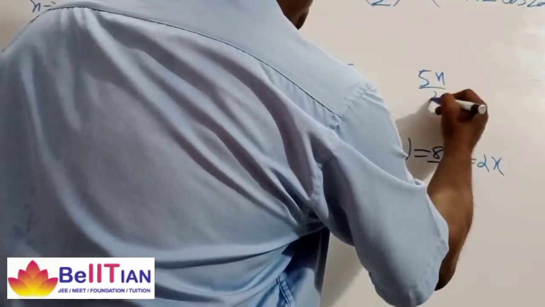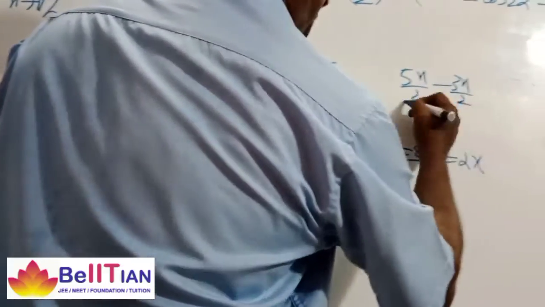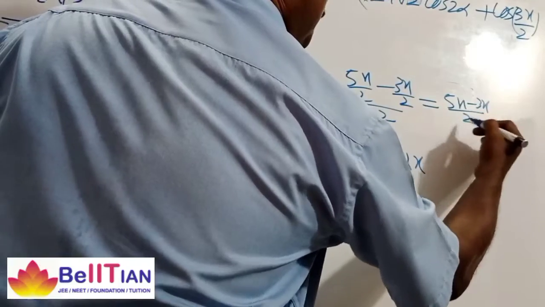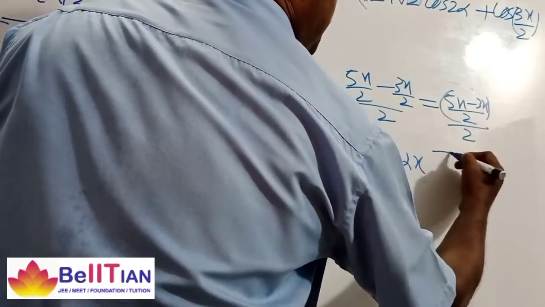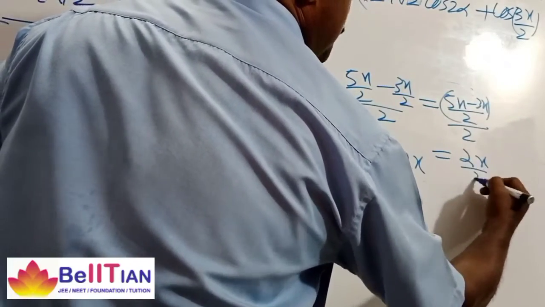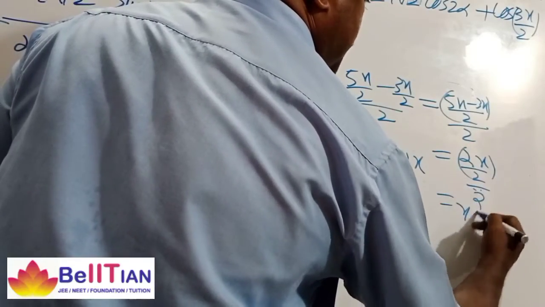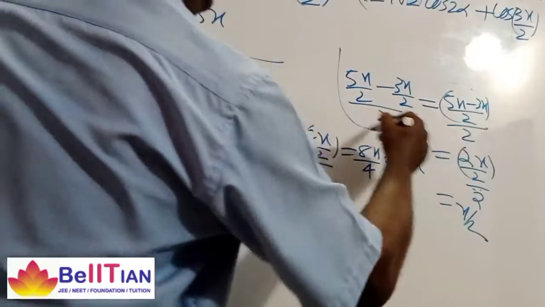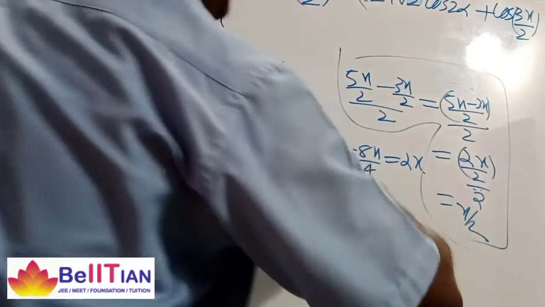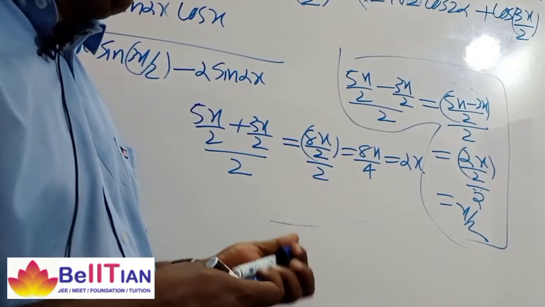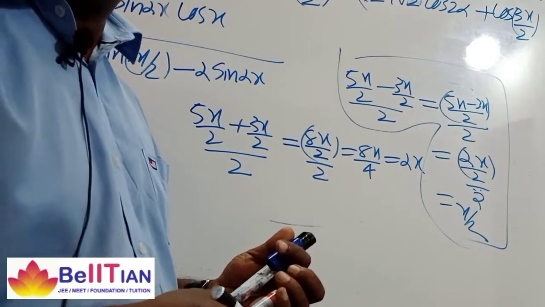Again, 5x divided by 2 minus 3x divided by 2, the whole divided by 2, is equal to 5x minus 3x divided by 2, the whole divided by 2, that is equal to 2x divided by 2, the whole divided by 2, that is equal to x by 2, isn't it? So this reduces to x by 2. All these are algebraic manipulations, you must know.